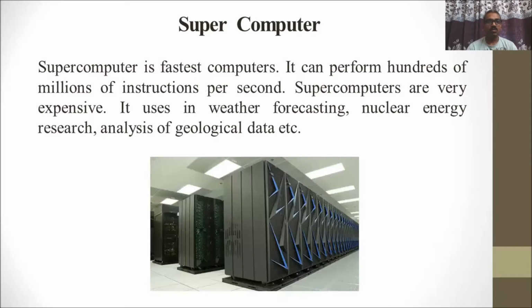Supercomputer. A supercomputer is the fastest computer. It can perform hundreds of millions of instructions per second. Supercomputers are very expensive. They are used in weather forecasting, nuclear energy research, analysis of geographical data, etc. So this image shows a supercomputer, and its speed and performance are very fast, and this computer is used for research purposes.